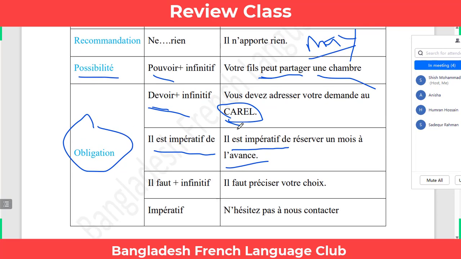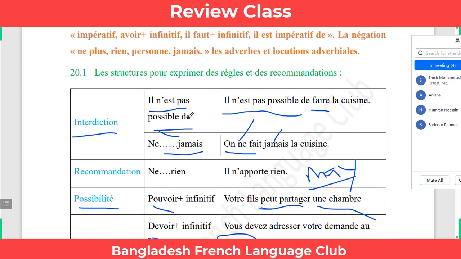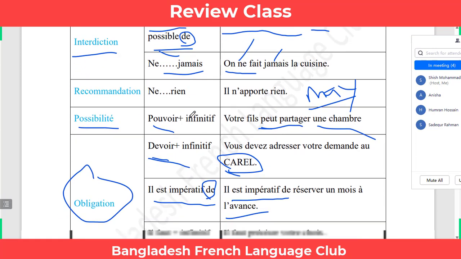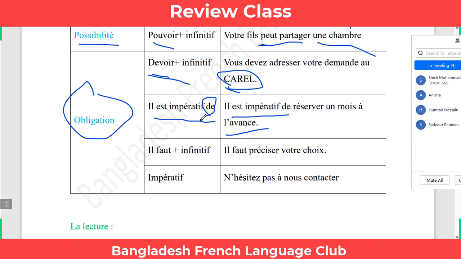So whenever you see these kinds of things like after de at the end, like you can see here il est possible de, il n'est pas possible de, il est important de, you must put a verb in infinitive form. So il est impératif de réserver un mois à l'avance. It is mandatory to reserve, maybe a seat, a month in advance.